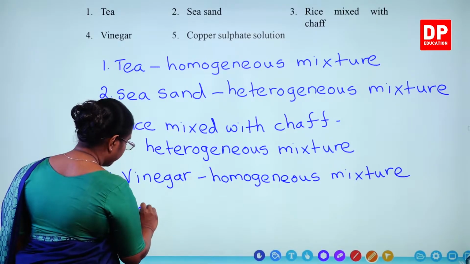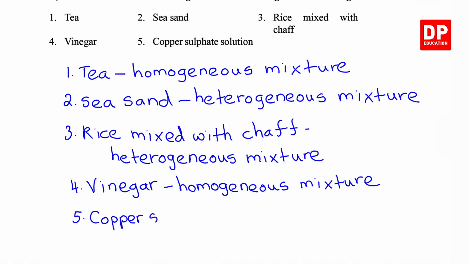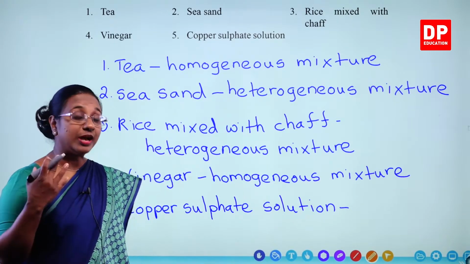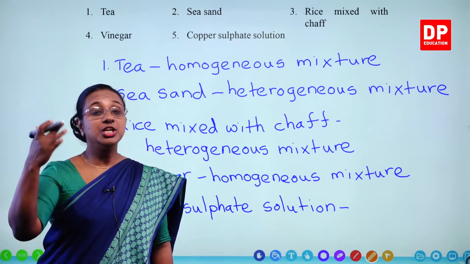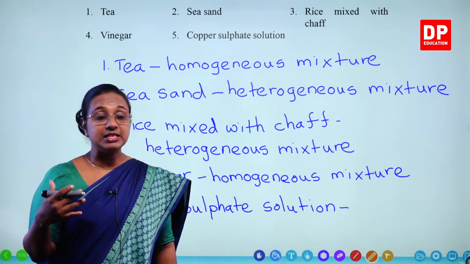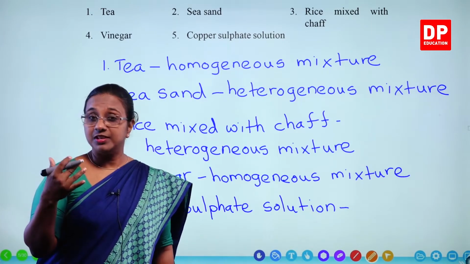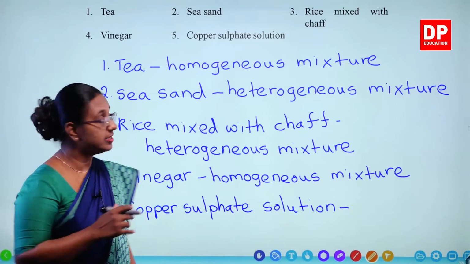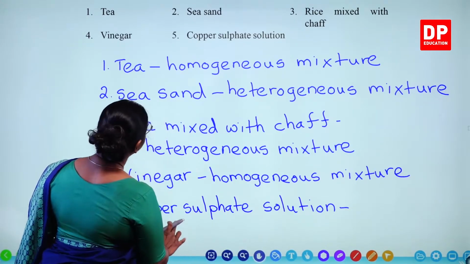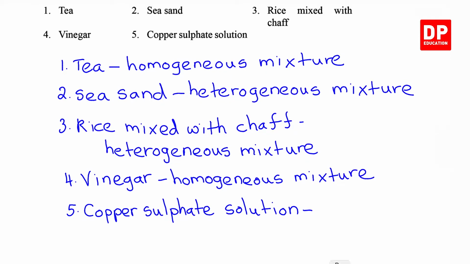Then we have the last one, that is the fifth one, copper sulfate solution. What is copper sulfate solution? You have seen this in the lab. It is a blue color crystalline solid. When you dissolve it in water, you get a clear blue color solution where the color, density, everything is uniform throughout the solution. So, that means that is a homogeneous mixture. So, copper sulfate is a homogeneous mixture.